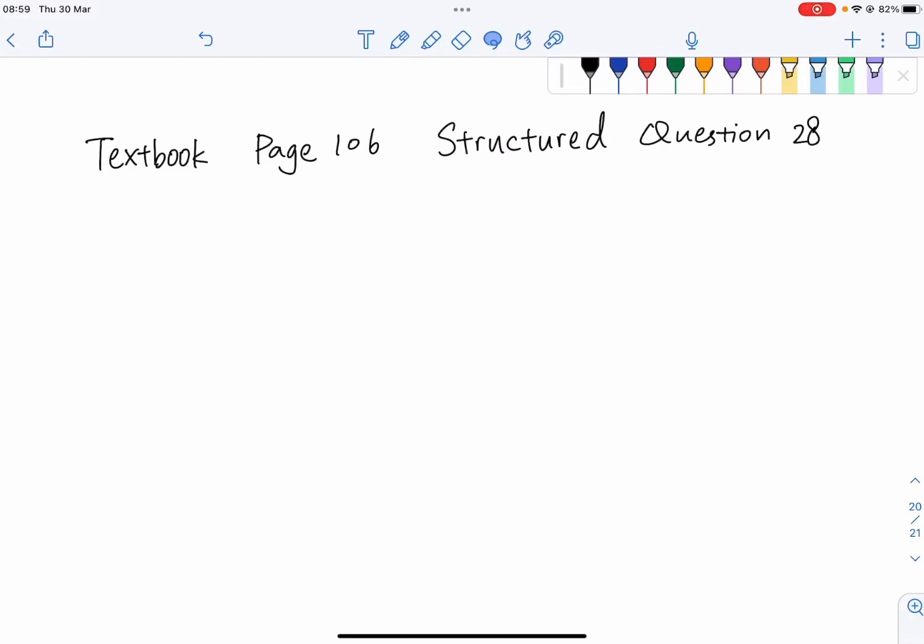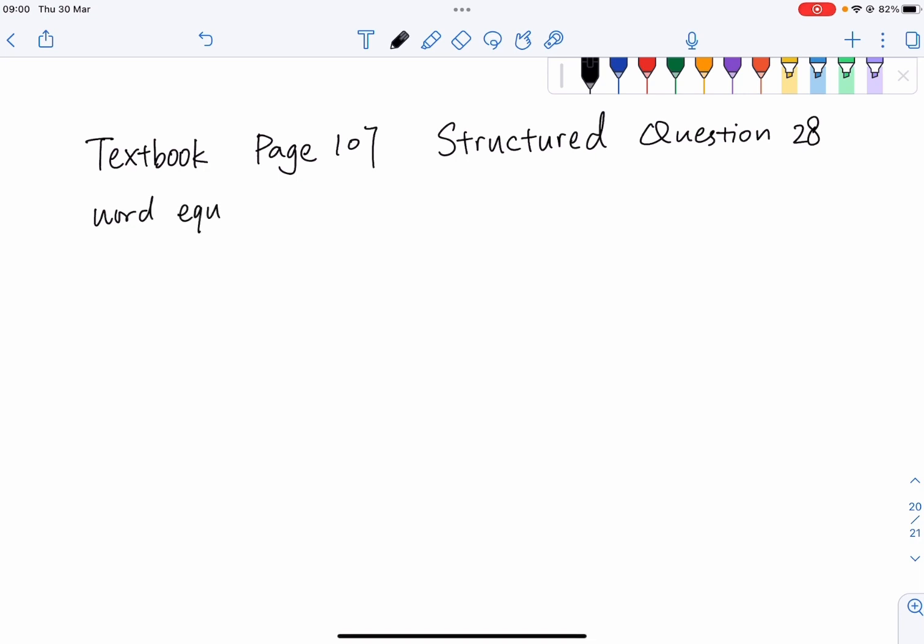Alright, now let's take a look at page, it shouldn't be 106, it should be 107. Structured question number 28. Alright, so the reaction here, it should be a piece of lithium is burning in air, and the product is lithium nitrate is formed. So the first one, if we write a chemical equation, we write the word equation first.